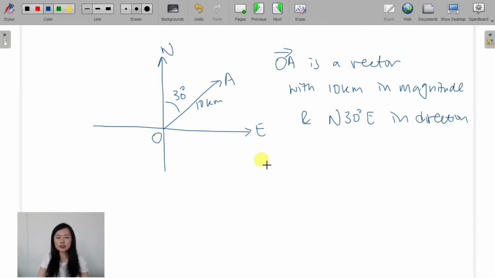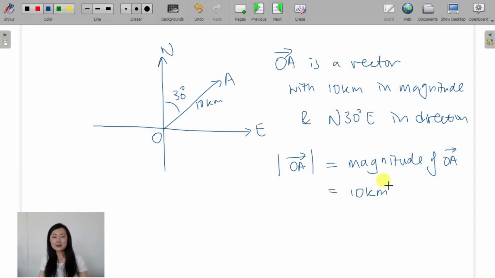Just notation wise, if you see absolute brackets around a vector, that just means the magnitude of that vector. In this case, it would have been 10. All right, so that's just some basic notation right there for you. All right, so moving on.